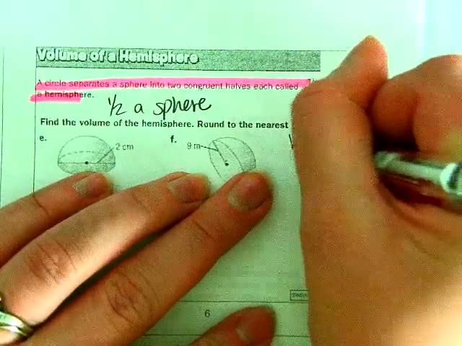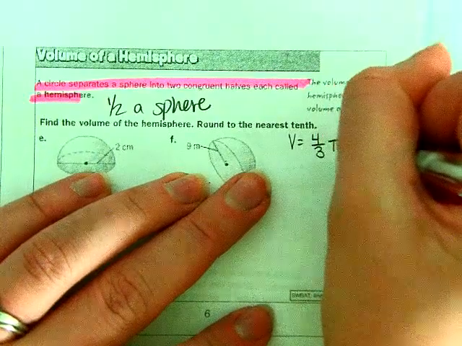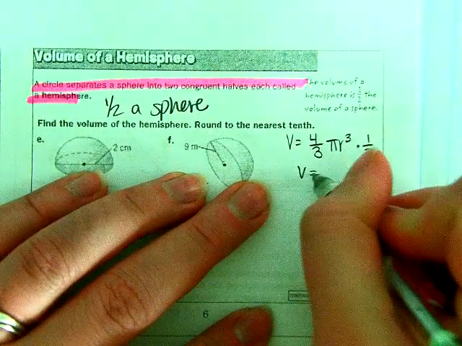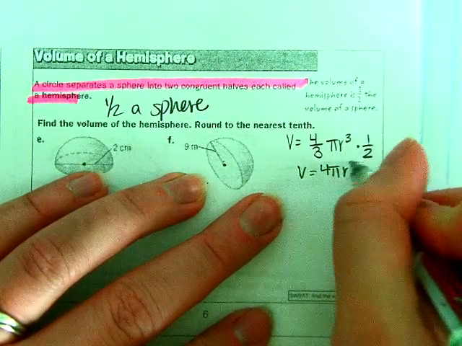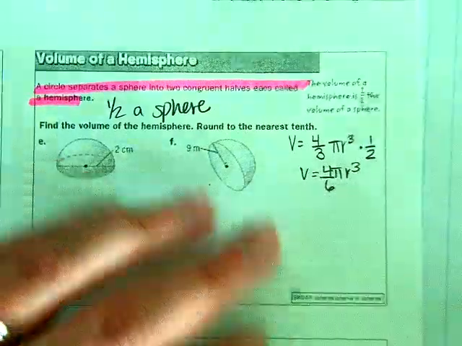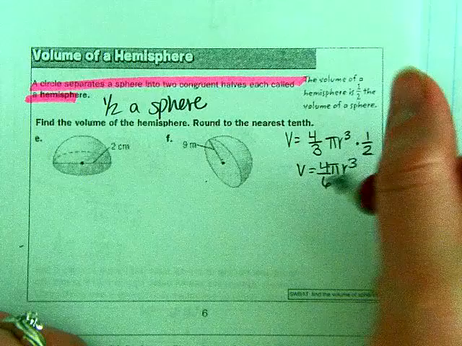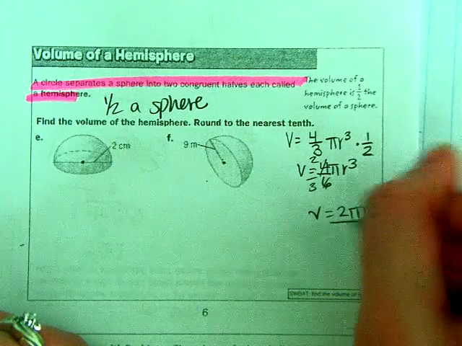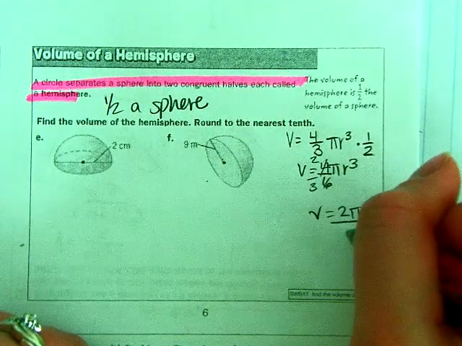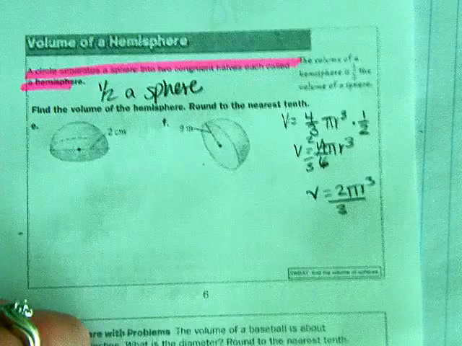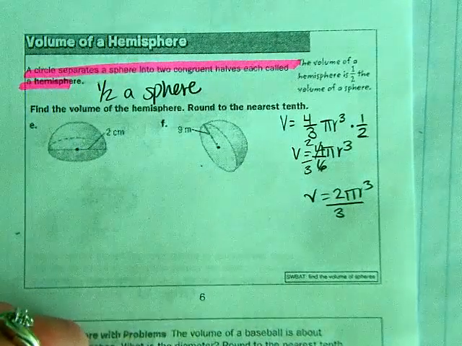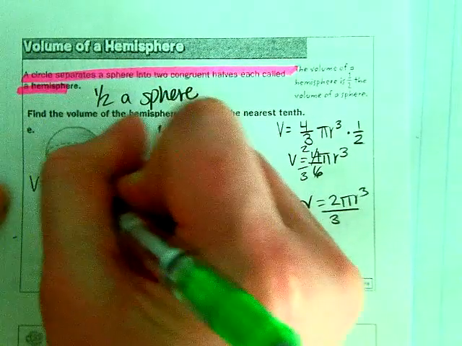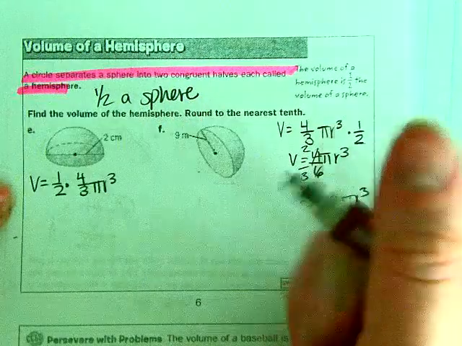So the regular formula is 4/3 pi r cubed, and we need to do half of that, or times a half. If I multiply all my numerators, I would get 4 pi r cubed, but then over 6. That gets simplified to 2/3. So really, it's 2 pi r cubed over 3, 2/3 pi r cubed. But instead of memorizing all these formulas, if we can just find the volume of the whole thing and then do half, so I'm just going to write half of 4/3 pi r cubed, that'll keep me on track.